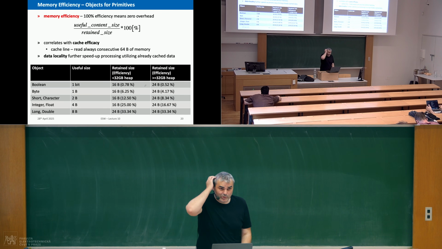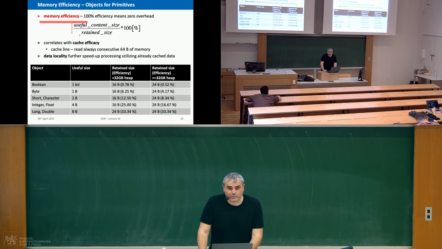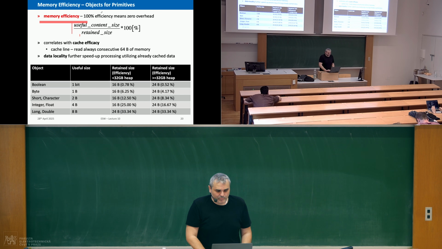So let's define a memory efficiency measure as this equation. Division of the useful content size by the retained size of the data structure, multiplied by 100 to have it in percentage. So if it is 100% efficient, there is zero overhead. If it is zero efficiency, it means there is no useful content at all in the data structure. This memory efficiency perfectly correlates with the cache efficiency usage because of the overhead.